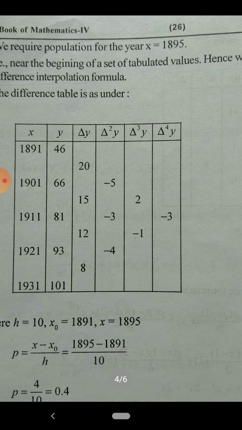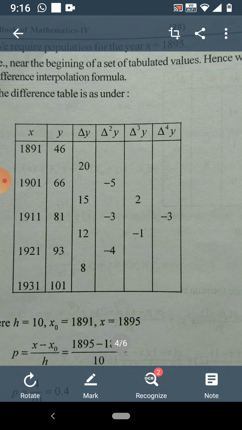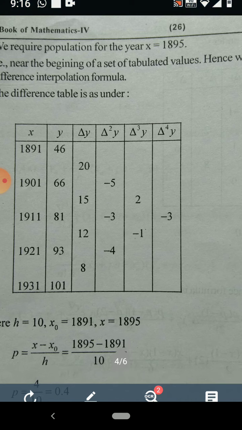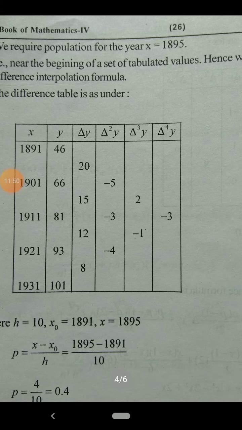Minus 1 minus 2 is minus 3. After the fourth forward difference, we have to stop the table because 5 values are given, that is 1, 2, 3, 4, 5, and therefore we have to go up to the fourth differences. After that the process stops automatically because there is only one value in the last column.